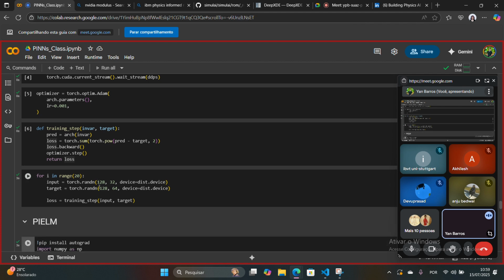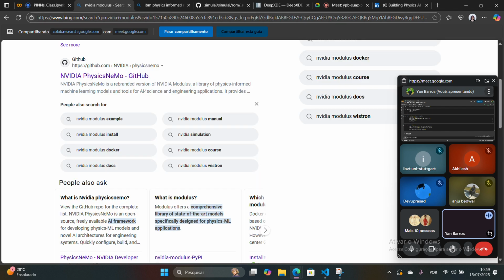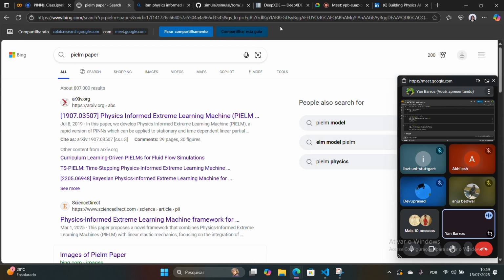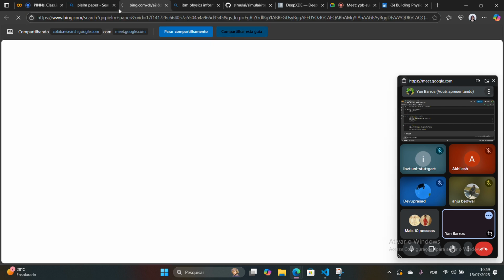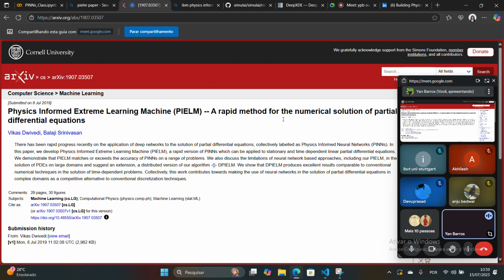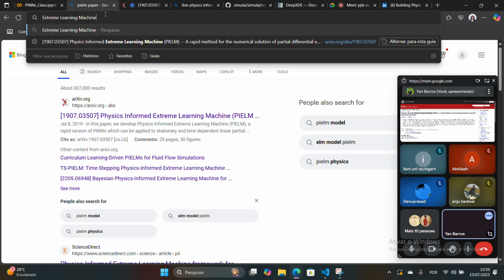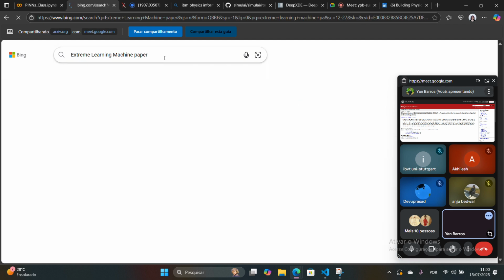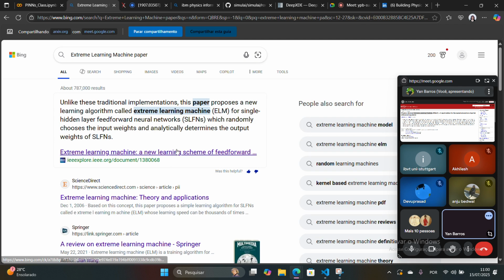Okay. Yeah. So for the last part of this meeting, I've prepared two more examples. One is for the PIELM, Physics-Informed Extreme Learning Machine, and before going into the code itself, I will share the paper that generated this idea of Physics-Informed Extreme Learning Machine. The extreme learning machine theory comes from this paper here. Let me find it.